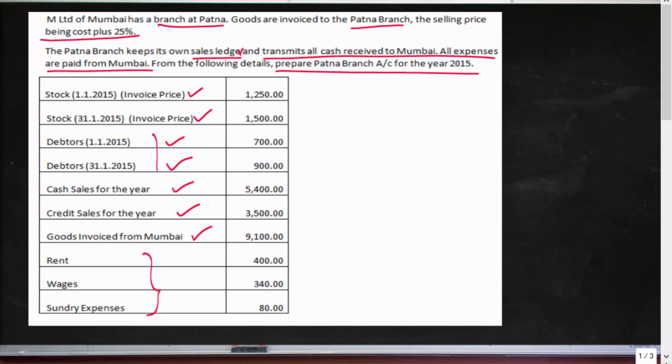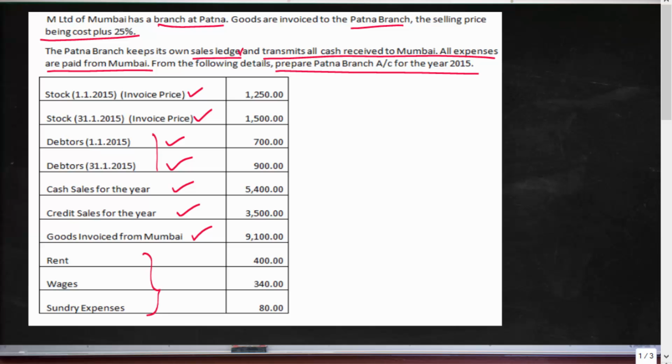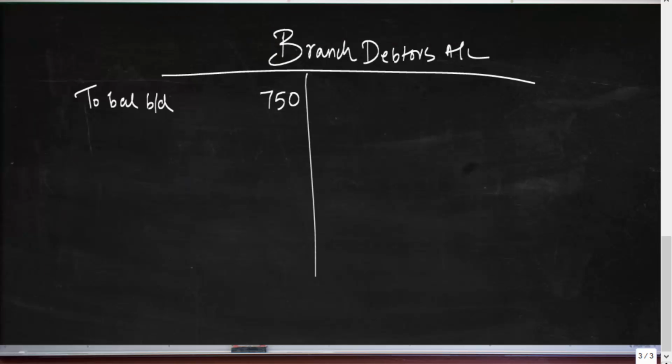We have debtors opening and closing balance. Of course, we'll deal with that. Then we have cash sales for the year. So we are going to get that money. So we'll write by bank, and it is going to be 5,400. Then we have credit sales for the year that will increase your debtors, and it is 3,500. So we'll say to sales, it is 3,500.